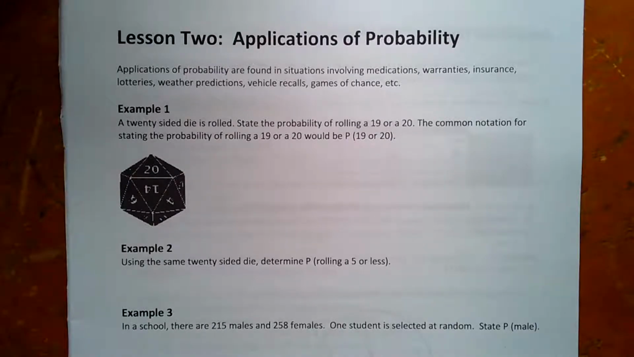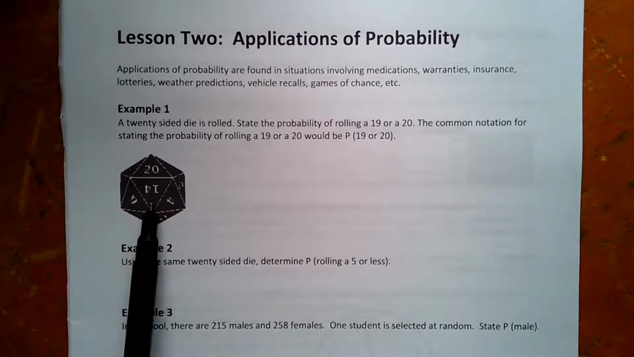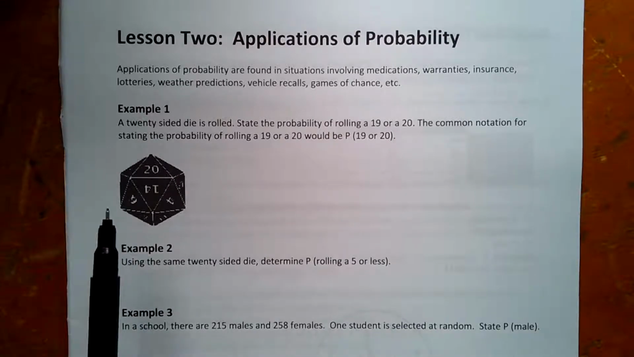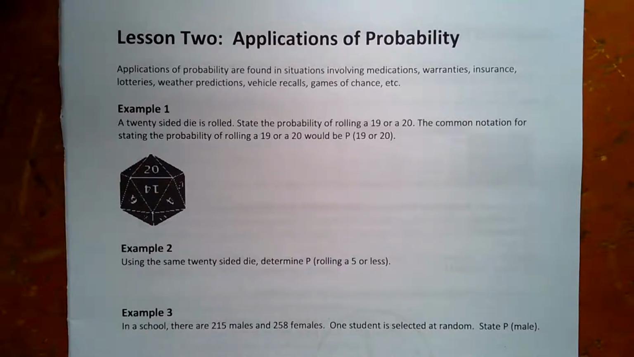Now, our dice are 6-sided, but 20-sided dice are common in some role-playing games and any games where you have to have more than a 1 in 6 possible choice. So a 20-sided die is rolled. That means there's 20 different sides to this die, and each side looks like it's a triangle in shape. And there's a number printed on the sides of the die. State the probability of rolling a 19 or a 20.